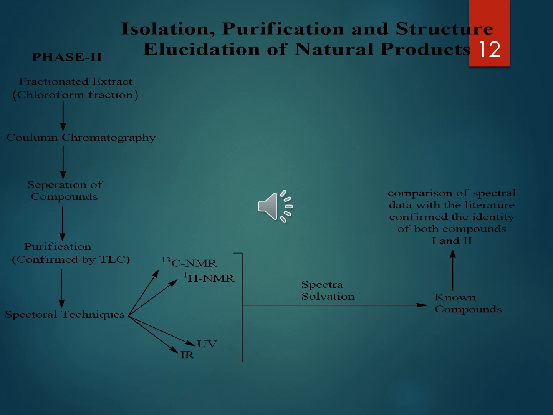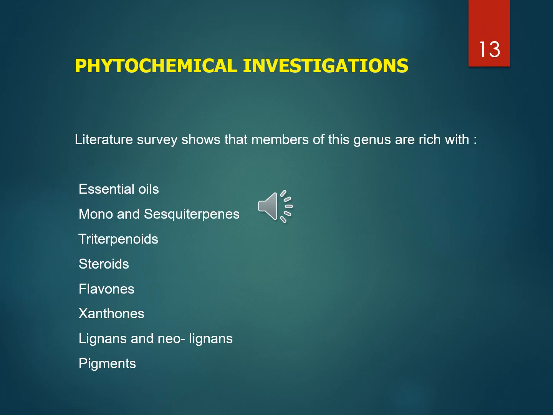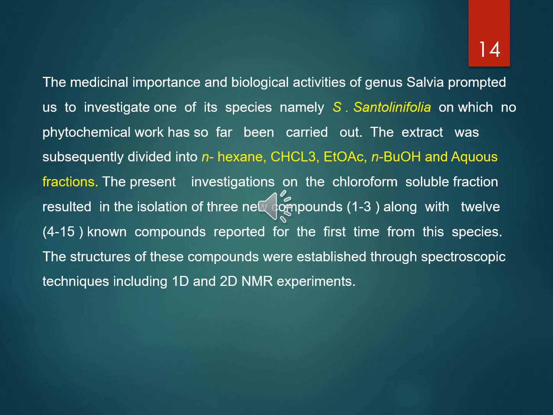Let's see which kinds of phytoconstituents are present within the genus Salvia. Literature survey shows that the members of this genus are rich in essential oils, mono and sesquiterpenes, triterpenes, steroids, flavones, xanthones, lignans and neolignans, and pigments. The medicinal importance and biological activities of genus Salvia prompted us to investigate one of its species, namely Salvia centralinifolia, on which no phytochemical work has so far been carried out.